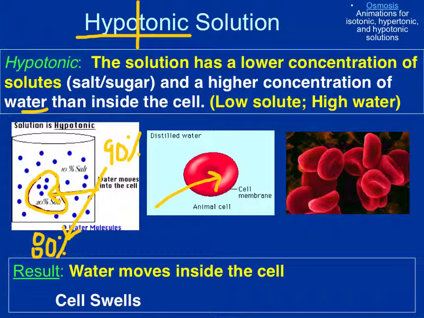It doesn't really matter what type of solute or substance dissolved in water we're talking about. The water molecules are going to behave independent of the solute molecules. So in other words, the molecules are going to move, once again, from where there is more of them to where there's less of them. So in this example, the result is that water moves inside of the cell.